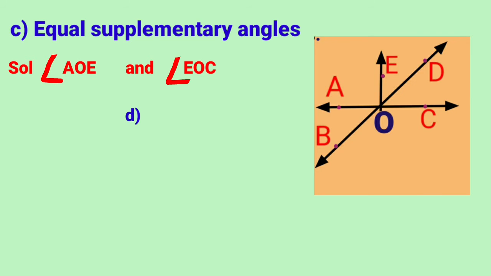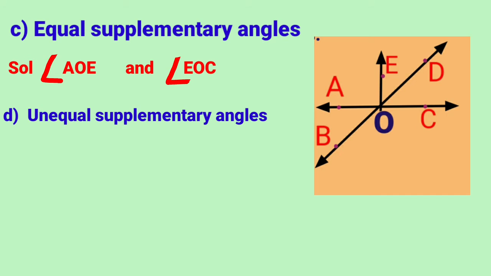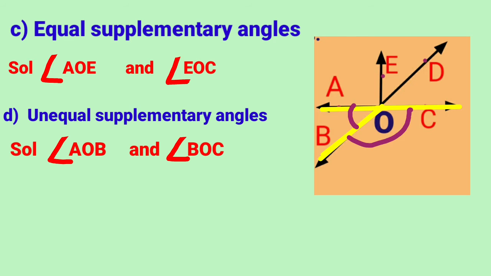Part D, unequal supplementary angles. Here also angles are supplementary but they are not equal. So here we can see AOB and angle BOC. These two are supplementary angles and they are not equal to each other.